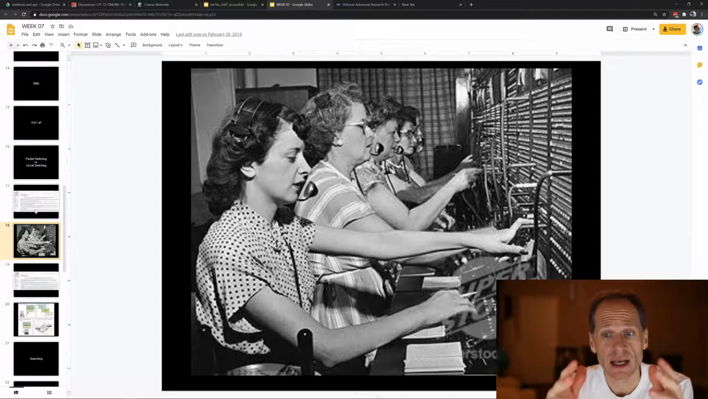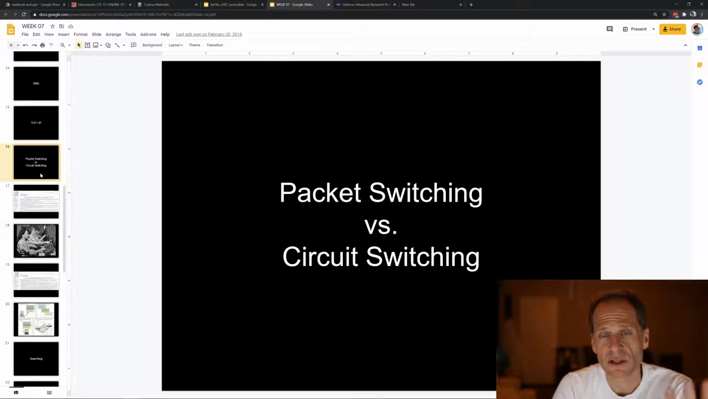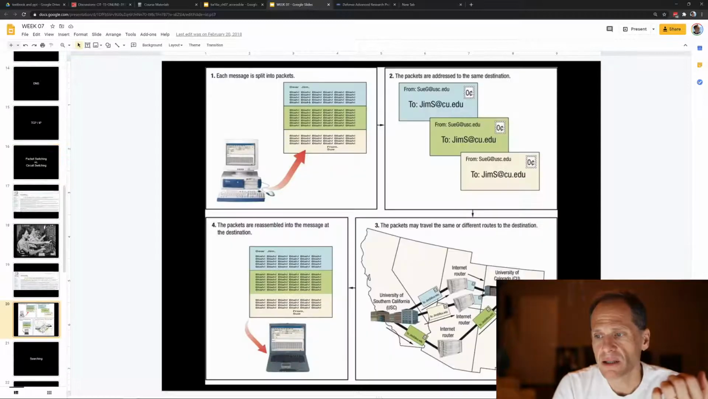And so the difference between circuit switching and packet switching: packet switching was this new technology that they created with the internet. They called it the ARPANET originally, right? With packet switching, your message would get broken up into information packets. It would then get put onto a network, as you could see in this third step, and then routers would find the best route to the destination.